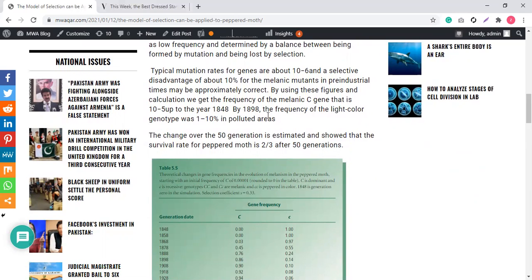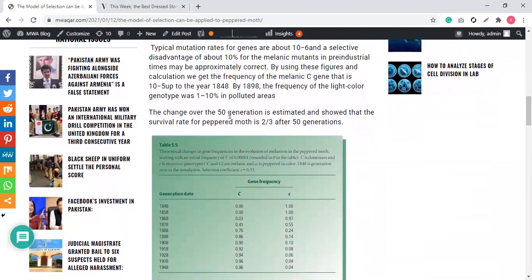By 1898, the frequency of light color genotype was 1 to 10% in polluted areas. See, in the pre-industrial case, the mutation rates and the genes of the dark melanic form was 10%. And what happened next? Generation after generation, in the post-industrial case, when the environment got polluted, the genotype of light form got 10%. See, it means if this is 10%, that is obvious that at that time melanic form was more dominant. Cool.